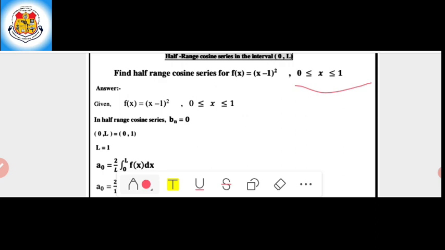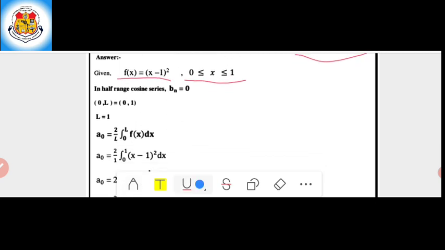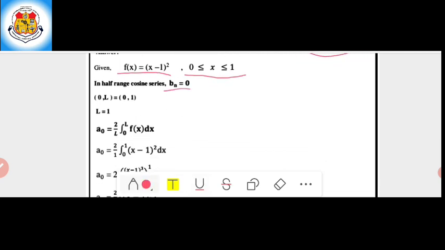So to find the Fourier half range cosine series, we write the given function. Here the given function is f of x is equal to (x minus 1) whole square and the interval is 0 to 1. In half range cosine series, the value of bn is always 0. By comparing the interval with the general form 0 to L, which is 0 to 1, the value of L we get is 1.